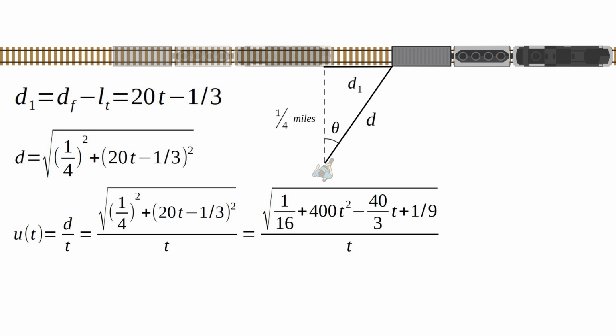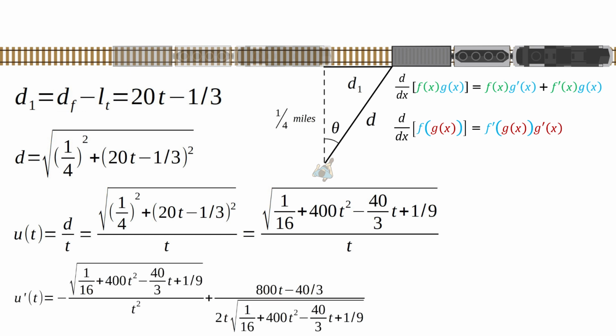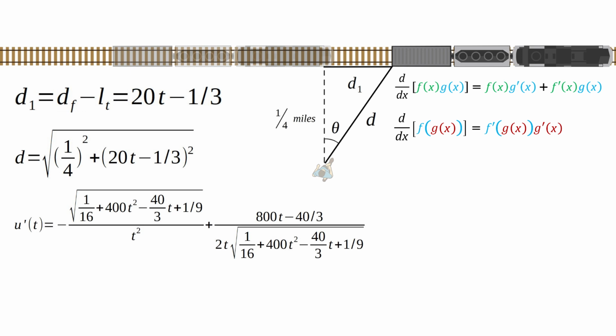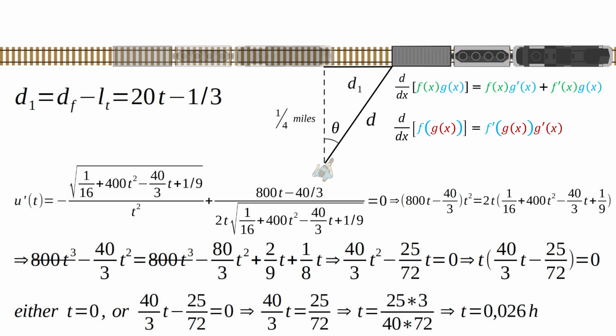From calculus, we know that to find the extreme values of a function, we take its derivative and equate it to 0. So the derivative of u(t), using the product and the chain rules of differentiation, is u'(t) equals minus the square root of (1/16 plus 400t squared minus 40/3 t plus 1/9) all over t squared, plus (800t minus 40/3) all over 2t times the square root of (1/16 plus 400t squared minus 40/3 t plus 1/9). So we equate that derivative to 0.